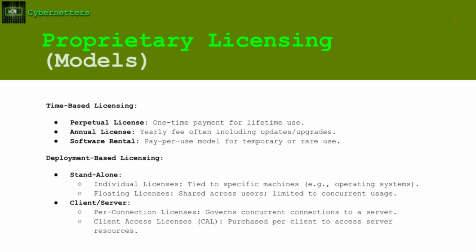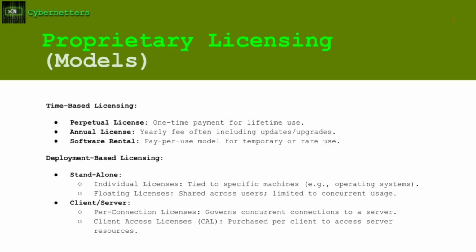Now that we know what proprietary licensing is, let's look at the different models used to license software. First, there's time-based licensing. So a perpetual license is basically pay once, and you get to use the software forever, kind of like buying a lifetime membership to a gym. An annual license is pay yearly, and you usually get updates and upgrades included.